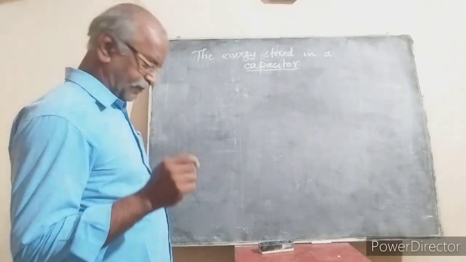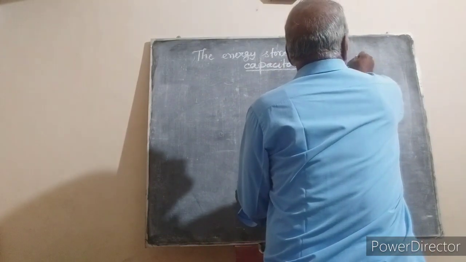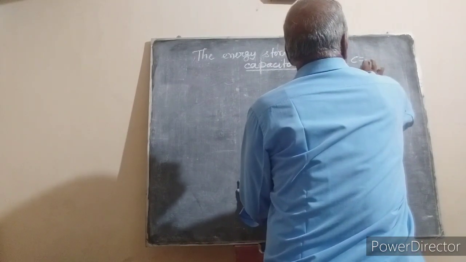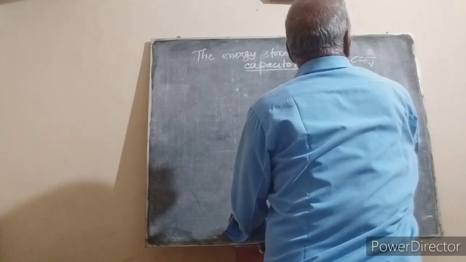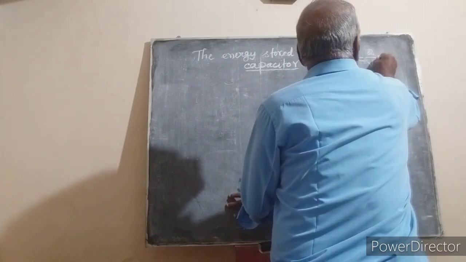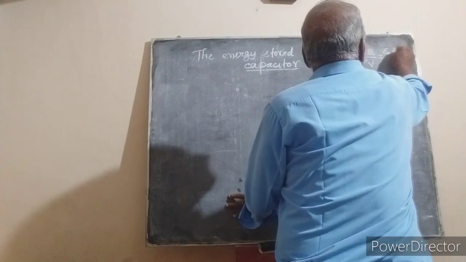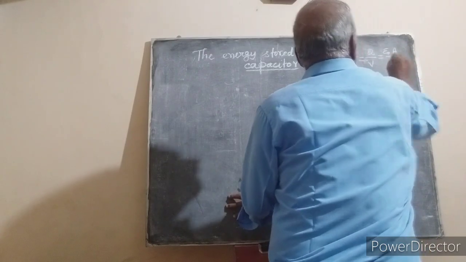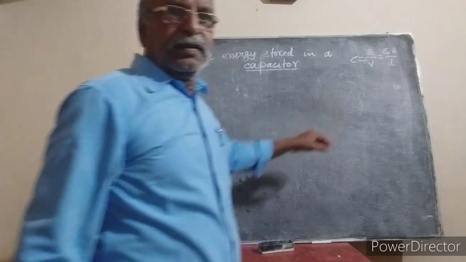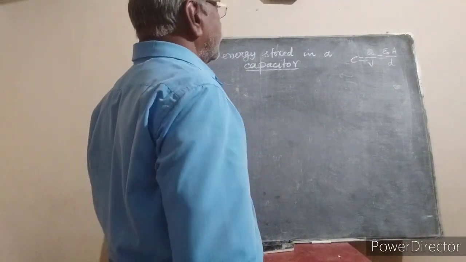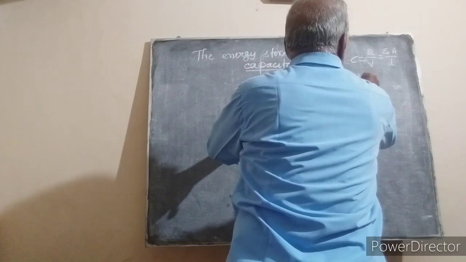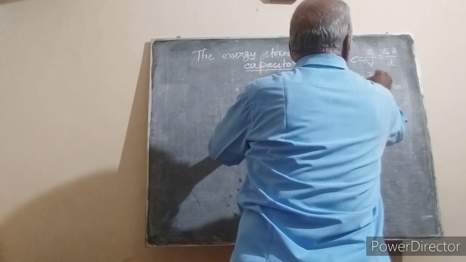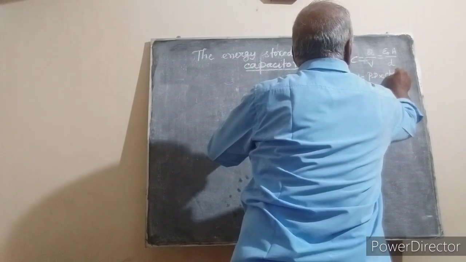For that we need certain equations already which you are familiar with. Capacitance C equal to charge by potential difference. This has been proved to be equal to epsilon naught A by D. The electrical work done, W equal to potential difference into charge moved.